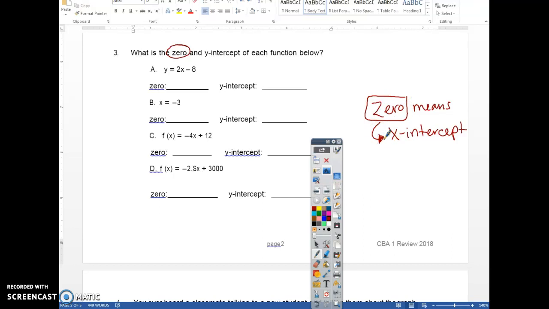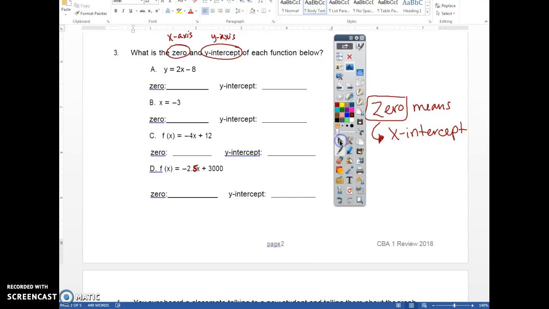Okay? And the y-intercept is on the y-axis. So we're looking for something that's on the x-axis. Where does it cross? And on the y-axis, where does it cross? So we're going to type all of these up. I want you to take a look at letter D. That's supposed to be negative 2.5x, so not an S. Make sure you change it to a 5. And we're going to type all of these in decimals, and we're going to look for the x-intercept and the y-intercept. So go ahead.